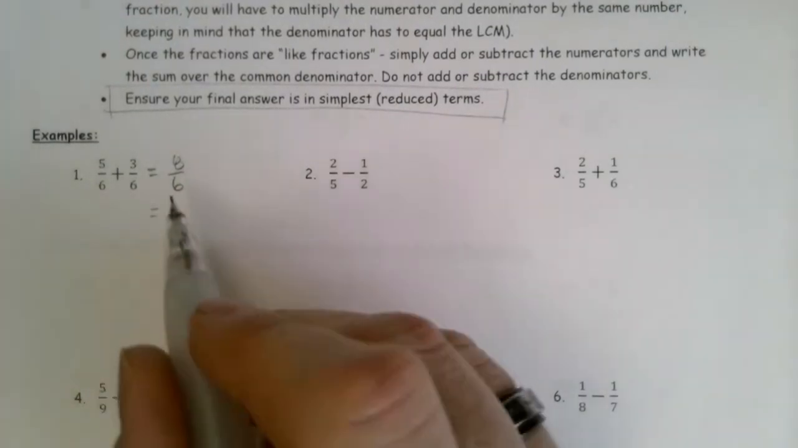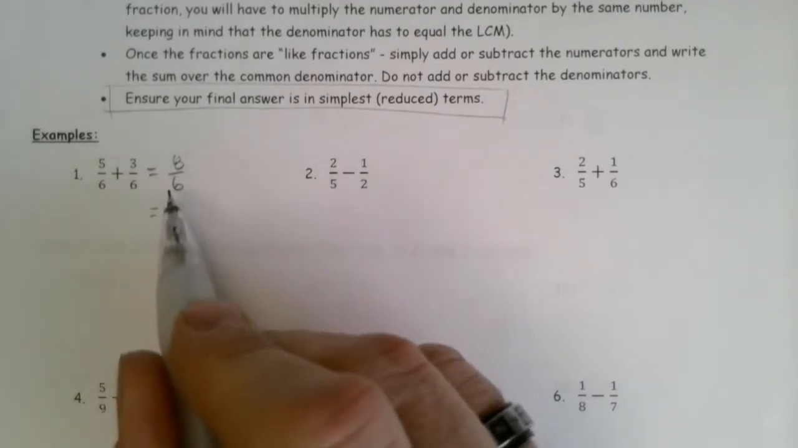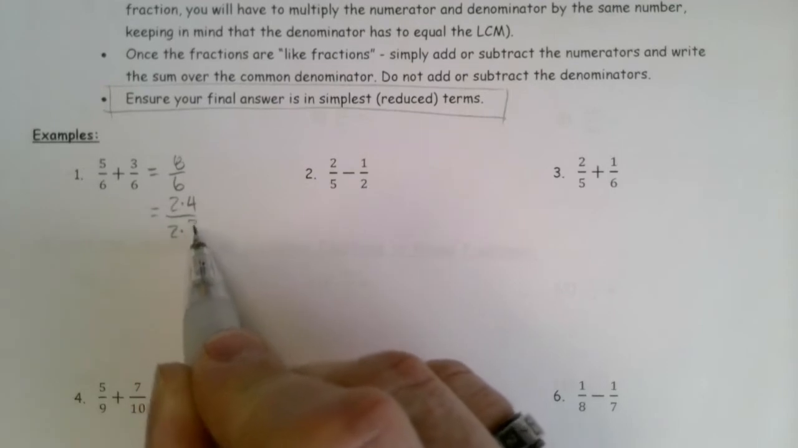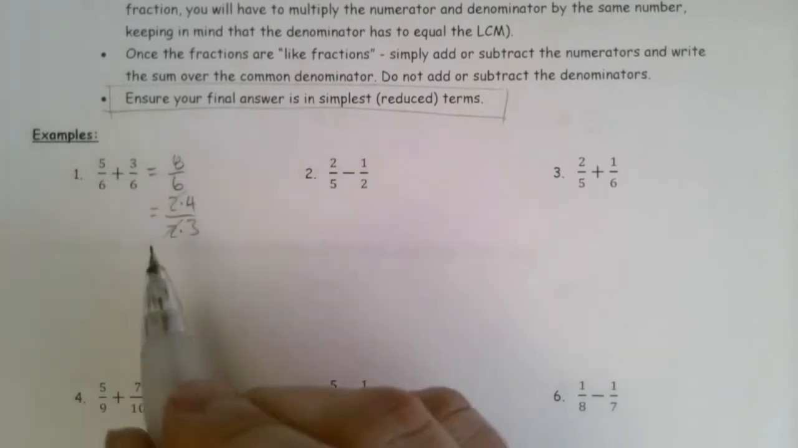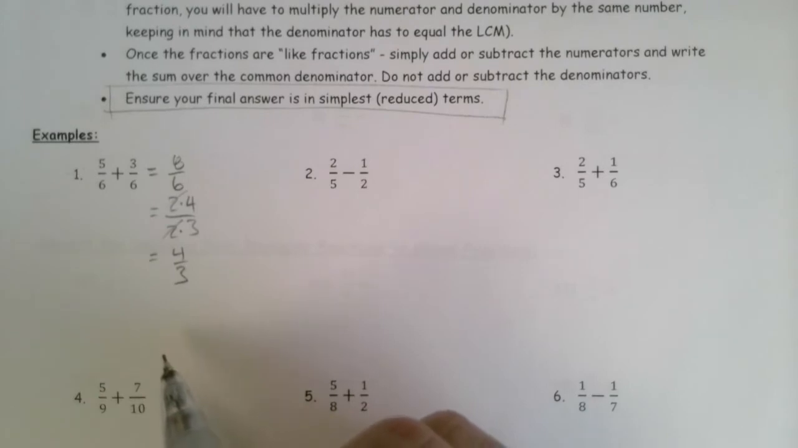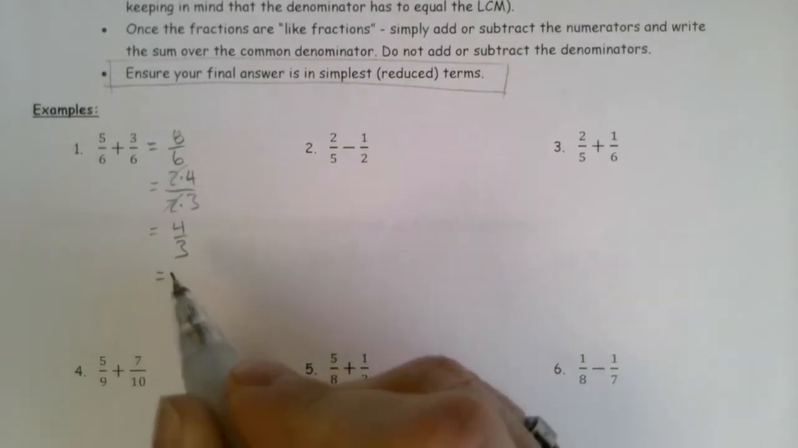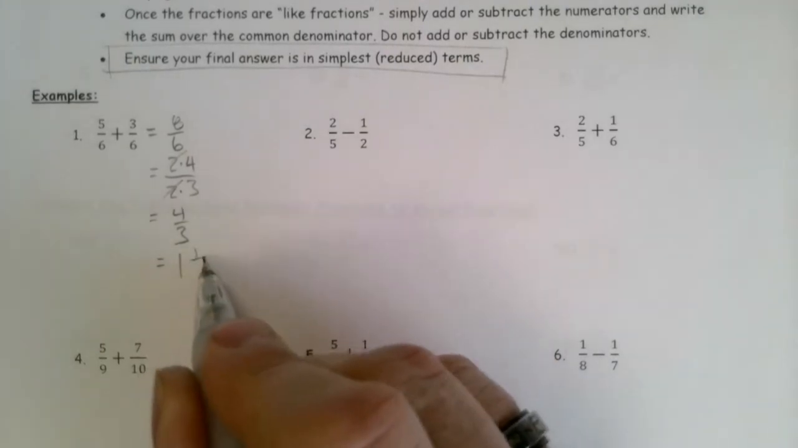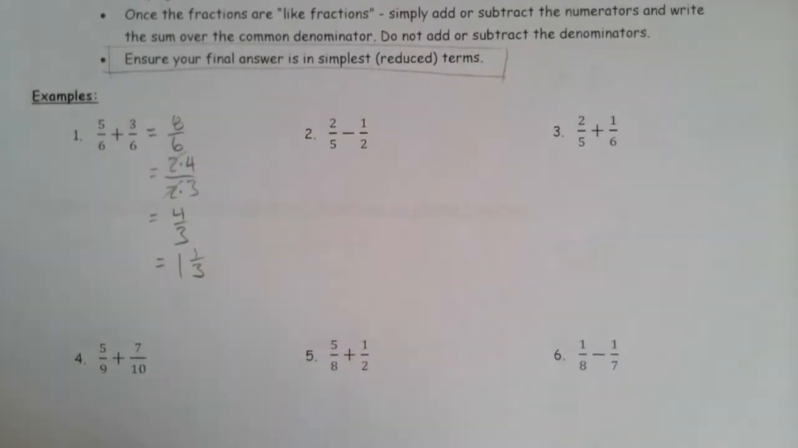Then, once I'm done that, now I'm going to try to reduce it. So 8 is 2 times 4, 6 is 2 times 3, and then the 2 divided by 2 is going to be 1. And so I'm left with 4/3. And then maybe I go one step further and I say, well, 4 divided by 3 is like 1 with a remainder of 1. So 1 and 1/3.